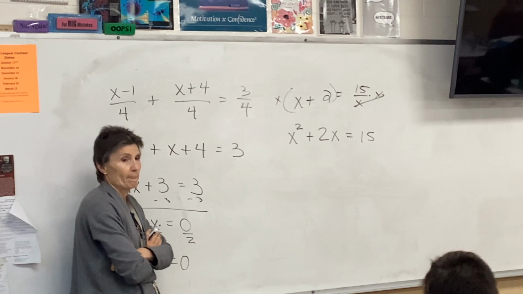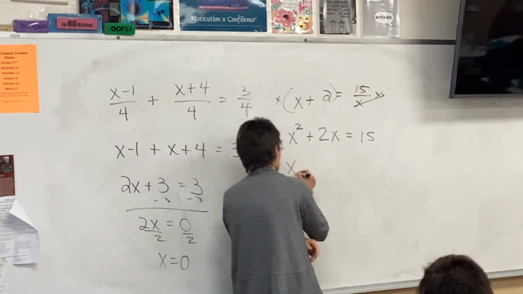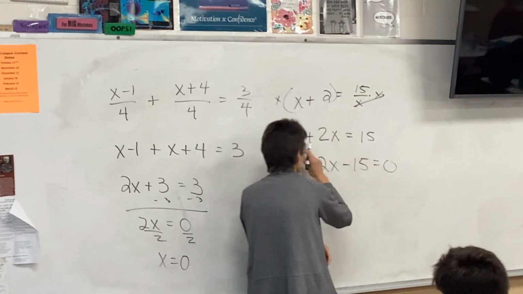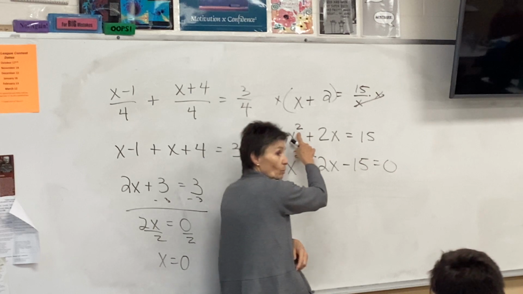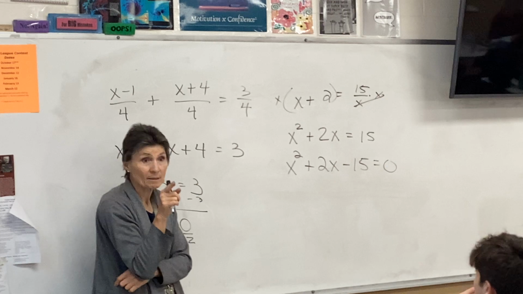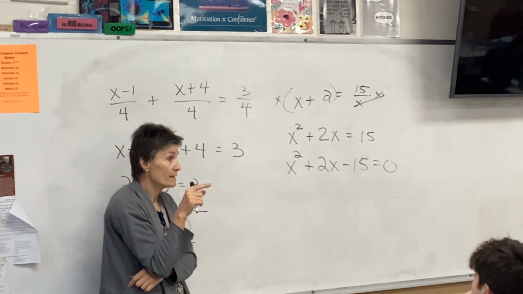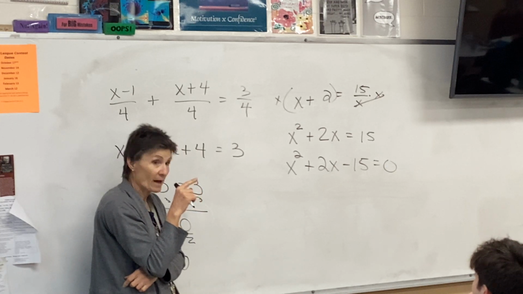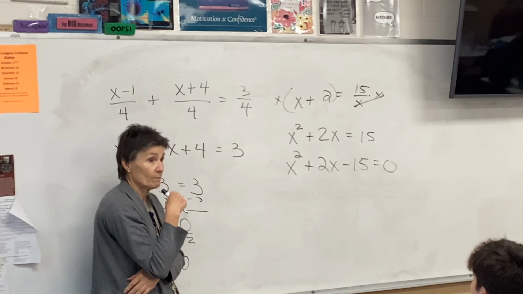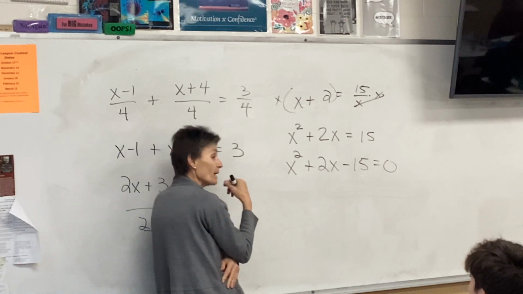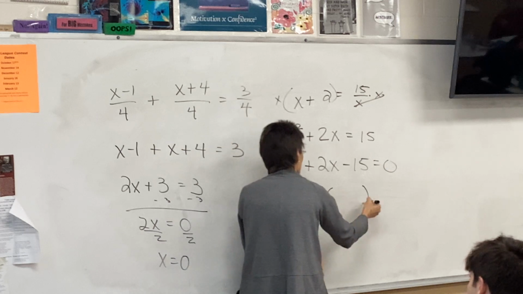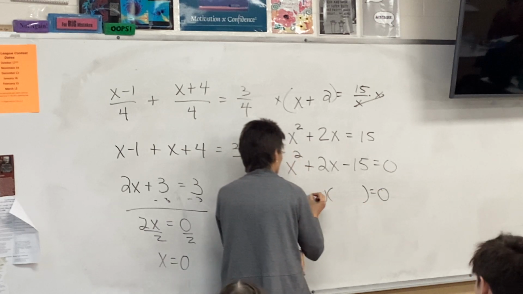Would you bring the 15 over and then factor? Definitely bring the 15 over, because what kind of an equation is this? It's a quadratic. And how do we solve quadratics? Well, we gotta get them set equal to 0, and then we can either factor them if they factor, or we can always use the quadratic formula. All right, does this one factor? Yes. How does it factor? X plus 5, X minus 3.